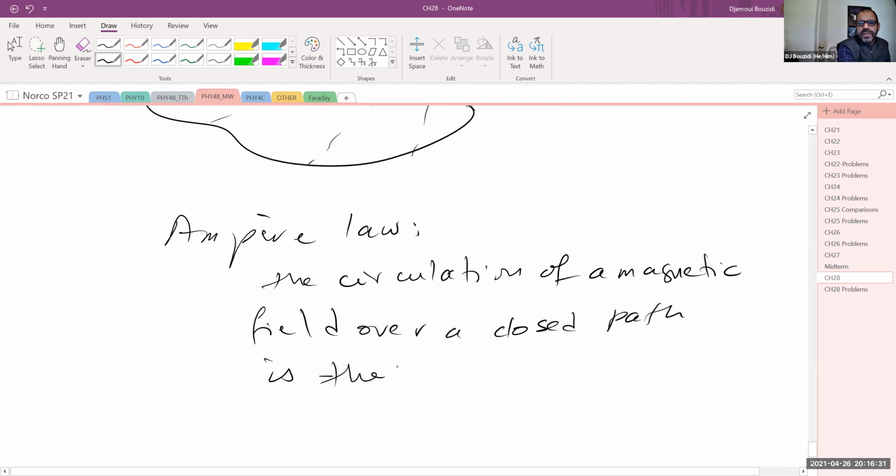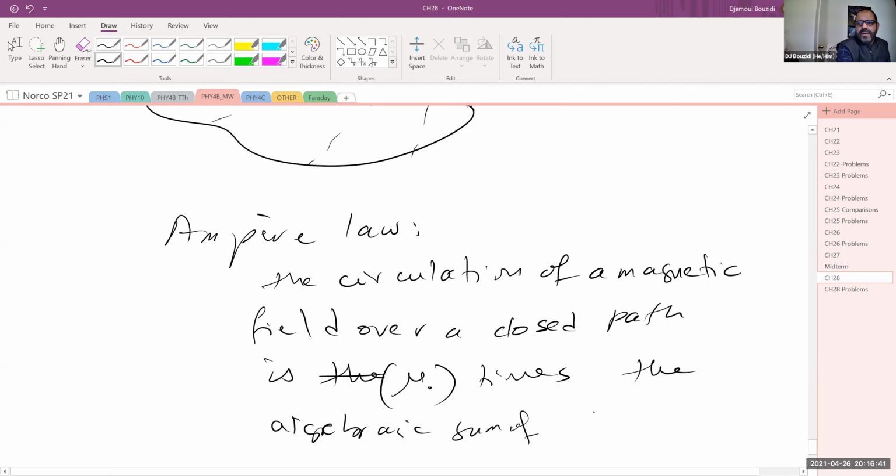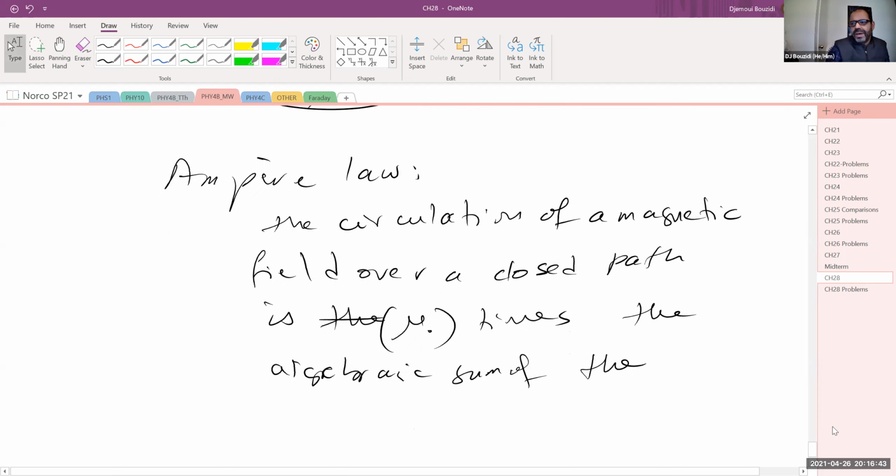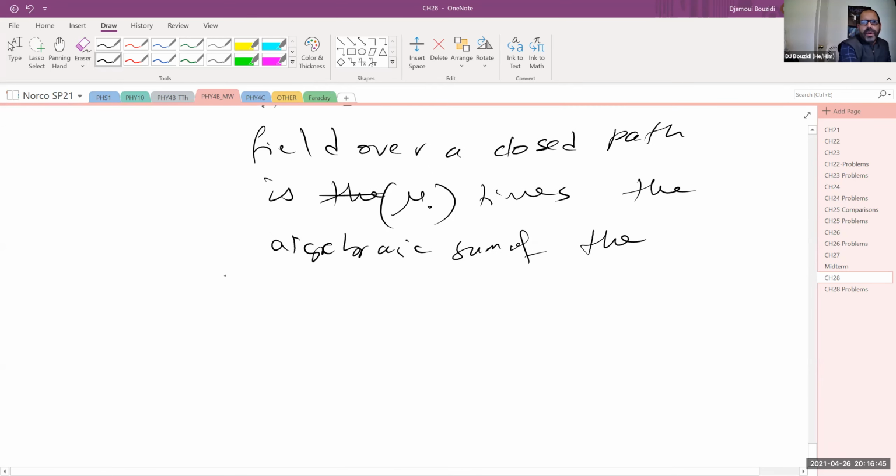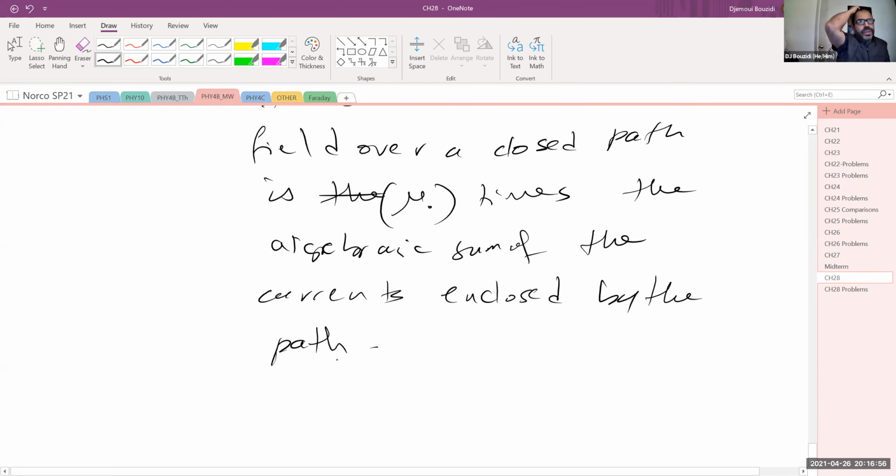is mu naught, or permeability in this case, times the algebraic sum of the currents enclosed by the path. The currents enclosed by the path. So this is basically what Ampere's law is. Okay.